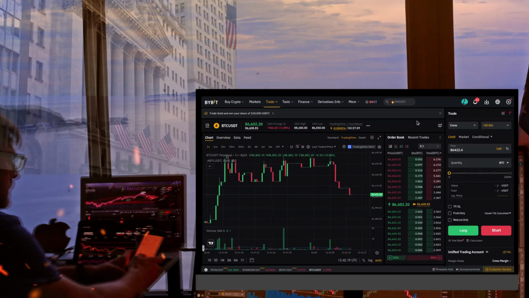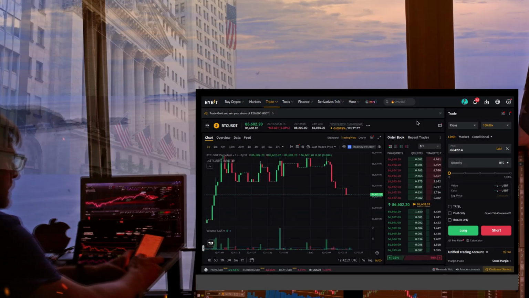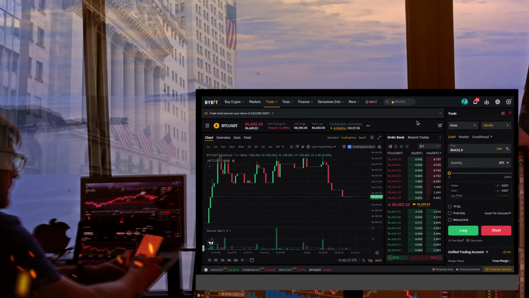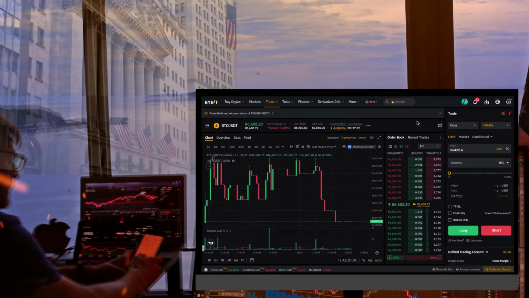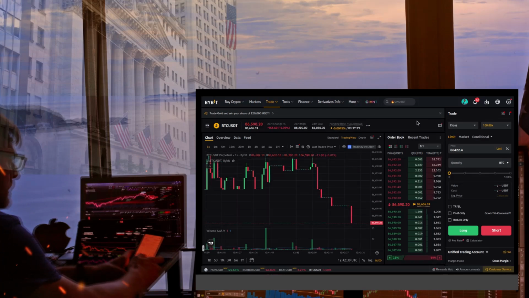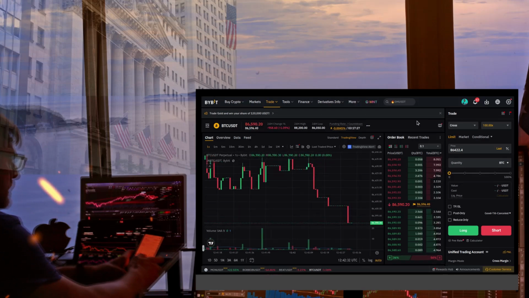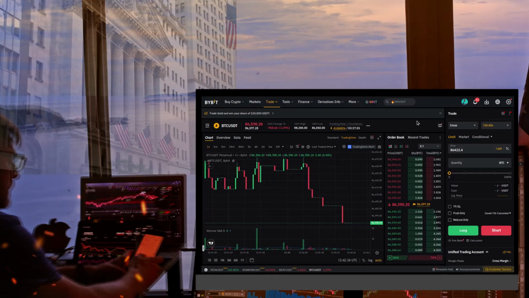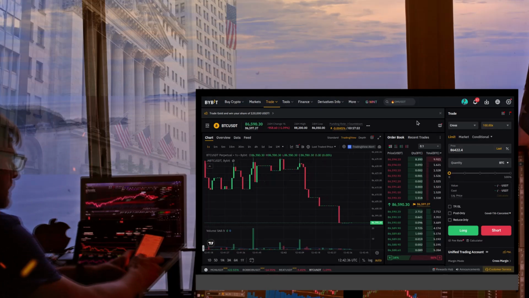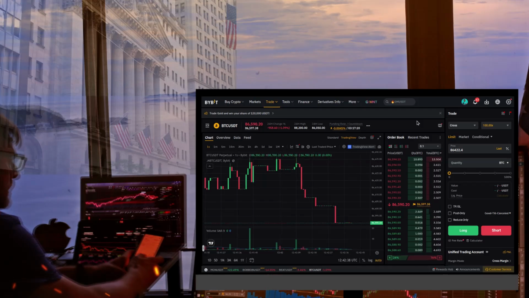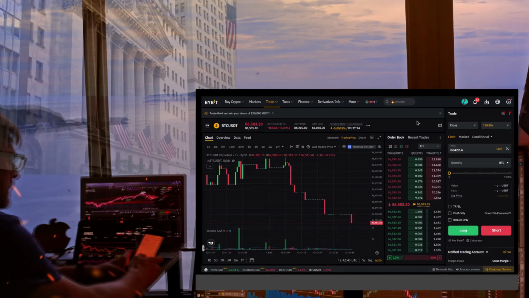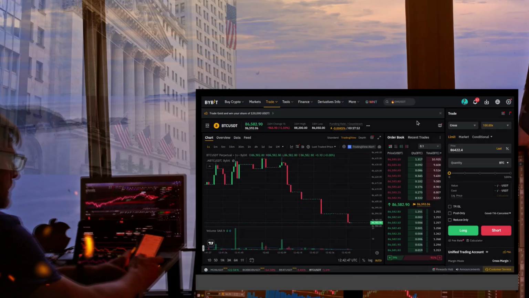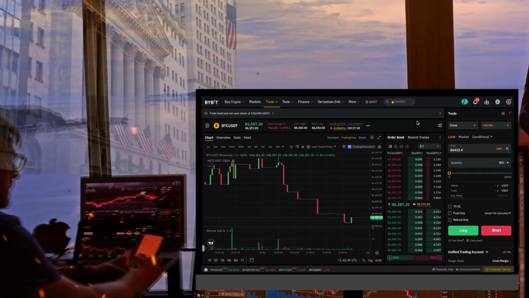Entries, exits and live examples. 1. The simple entry model. After structure shift. Price pulls back. Creates rejection. Shows continuation. You enter in trend direction. 2. Where to place stop loss. Below higher low in uptrend. Above lower high in downtrend. 3. Where to take profit. It is the moment when you reach the next structural high or low.